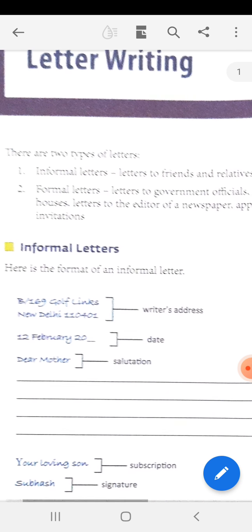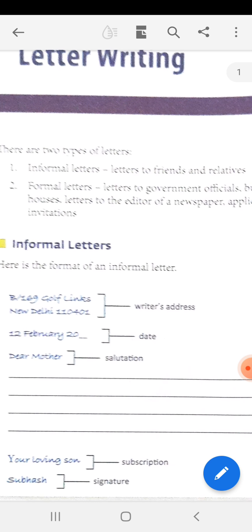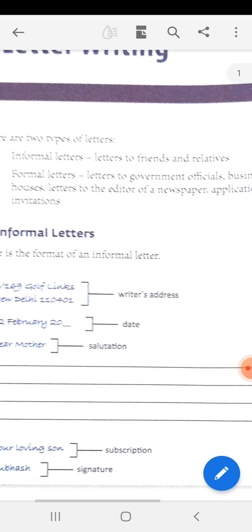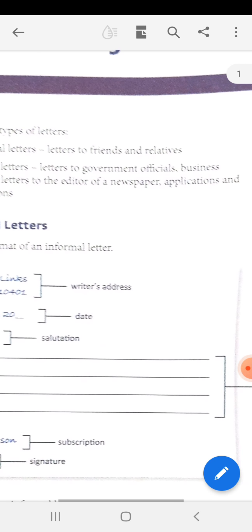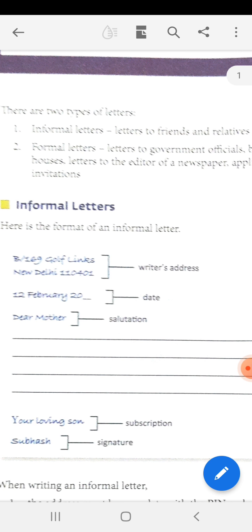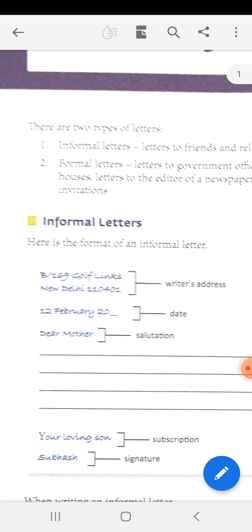First is informal letters, and the second one is formal letters. Informal letters are written to friends and relatives, and formal letters are written to government officials, business houses, letters to the editor of a newspaper, applications and invitations. So formal letters are letters written for official purposes, or for an organization.